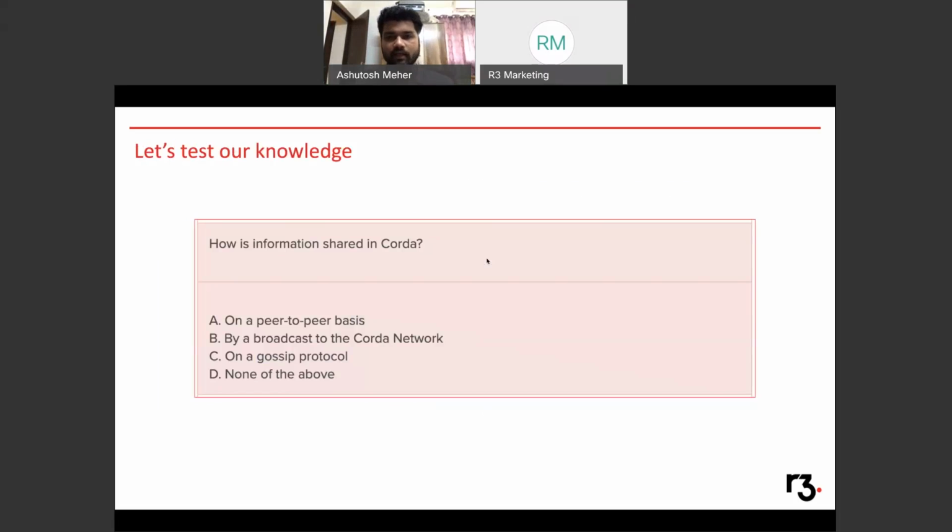Right, so let's try and see what we learned till now, right? So here is a small question that I have for you guys. How is information shared in Corda? So can you just type in the answer there, just A, B, C, or D, and then we'll just look at what the correct answer is.